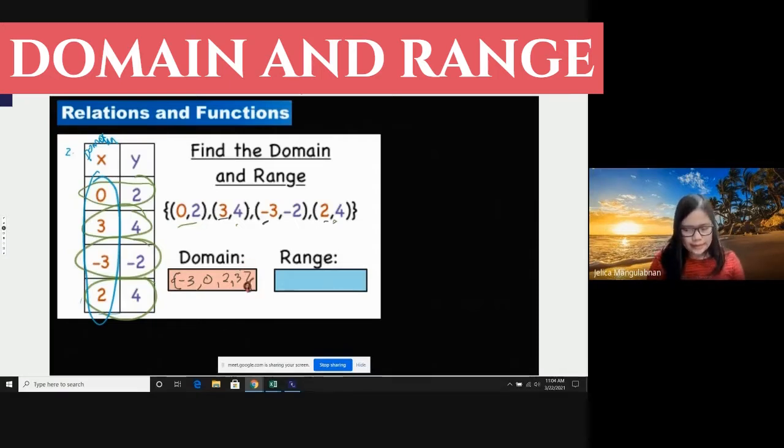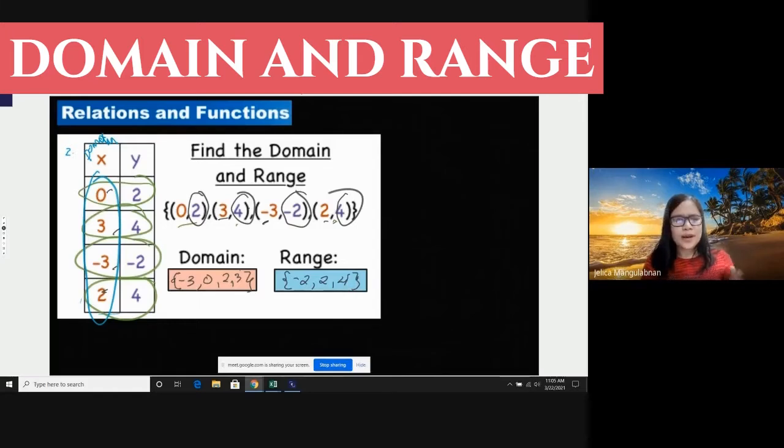You can see them in the x values: 0, 3, -3, and 2, but I just write them in proper order from least to highest. Next, let us have the range. It's the same idea, the y values. Focus on the second number, the purple numbers: +2, +4, -2, and +4. We write them from least to highest, using a bracket: -2, +2, and 4.